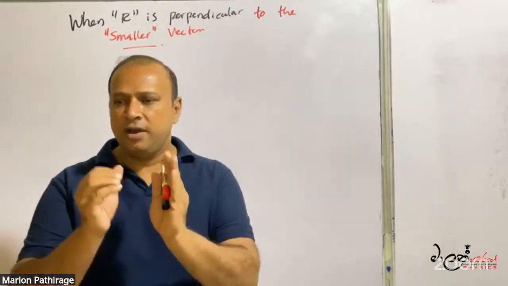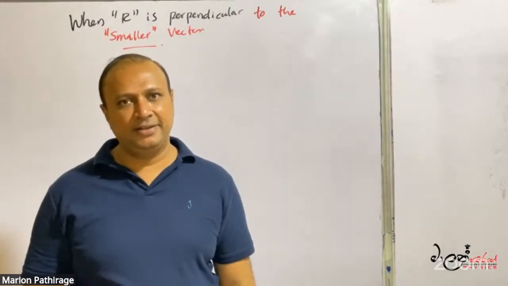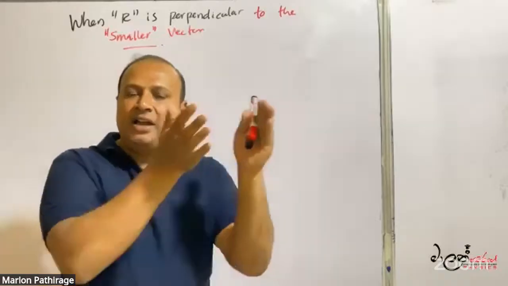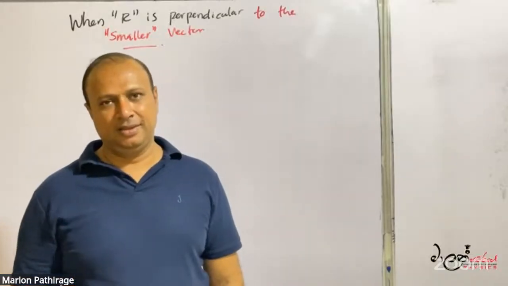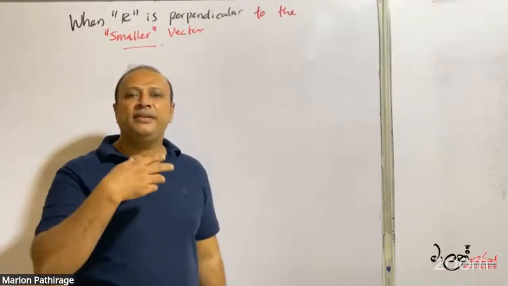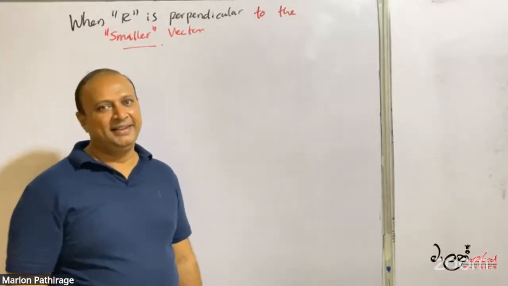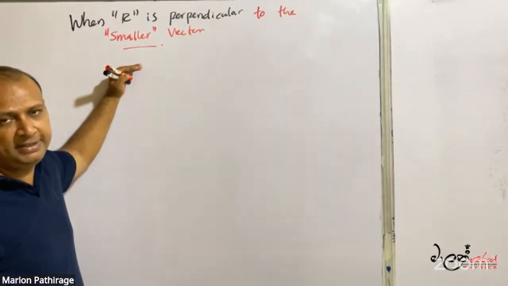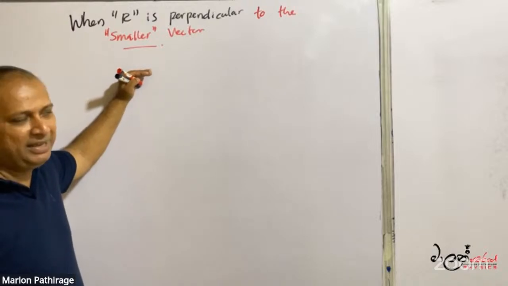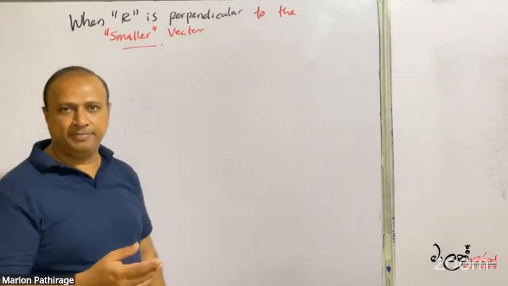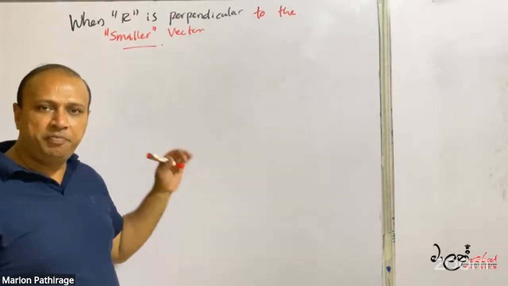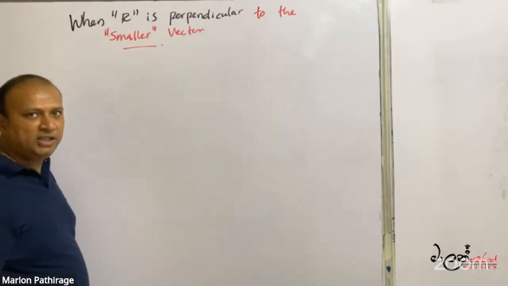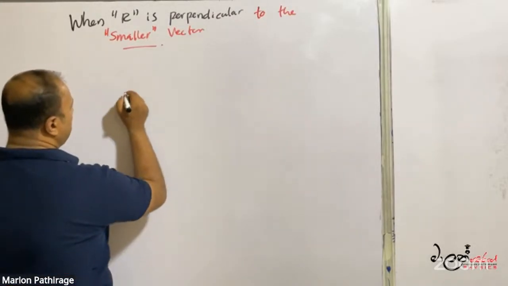Therefore, when you are given a question like that, convert the given data into a geometrical figure. Then it is very easy to think. Now here, R is perpendicular to the smaller vector. We can take any vector as the smaller vector. In that case, I'm going to take P as the smaller vector. Now R is perpendicular to that smaller vector.